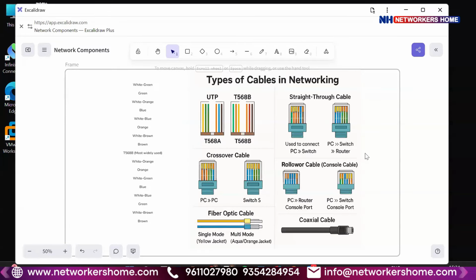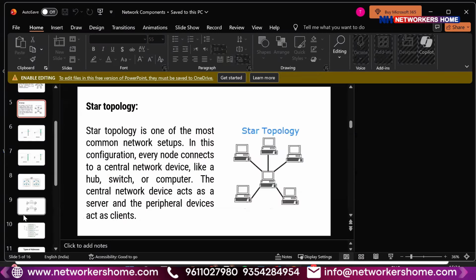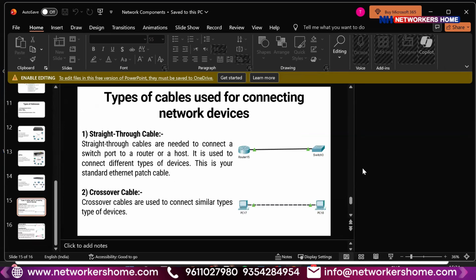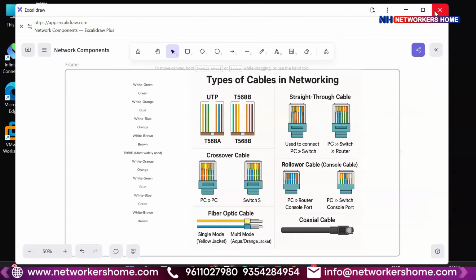Straight through, crossover. We have rollover. We have console cable, fiber optic cable, coaxial cable. Here also I have one PPT. What does this straight through cable mean? When I'm going to connect between different devices, then I use straight through cable. If I'm going to connect between router and switch, then I will use straight through. Switch to PC, straight through. Switch to router, straight through. So straight through cables come into the picture between different devices.